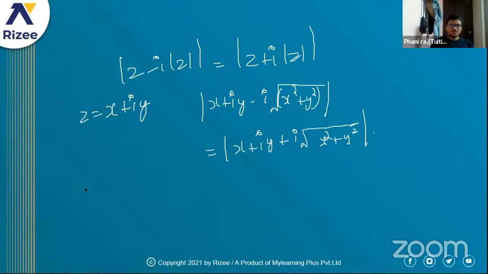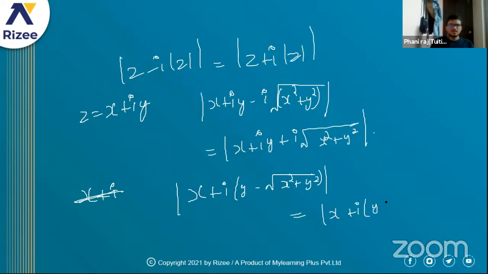Square on both sides, you get what? Mod z square, that is x plus iy. Okay, let's just do it. Modulus of x plus i times y minus under root x square plus y square is same as modulus of x plus i times y plus under root x square plus y square. Squaring on both sides, what do you get? X square plus this. Oh my god. I think this is becoming lengthy, right? Let's look for the shorter version.